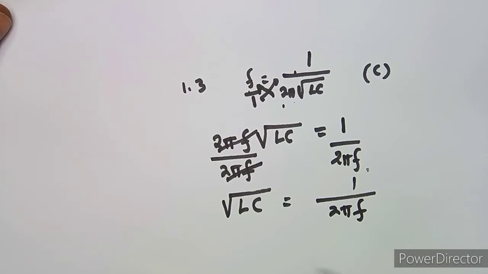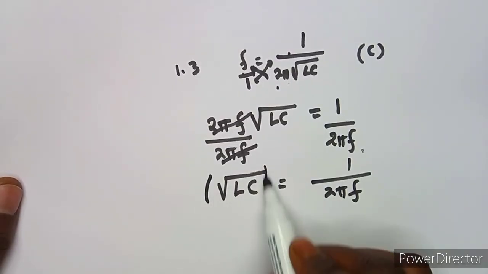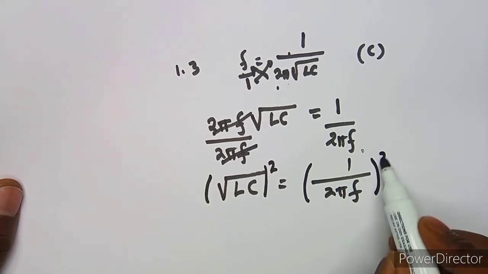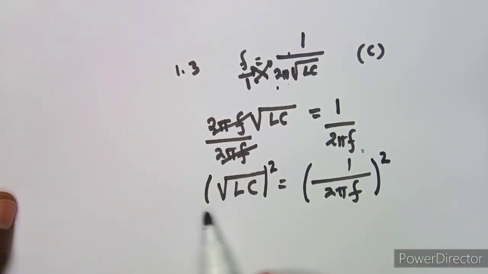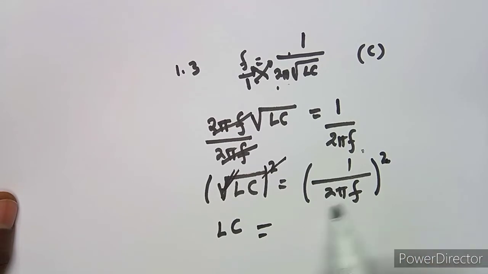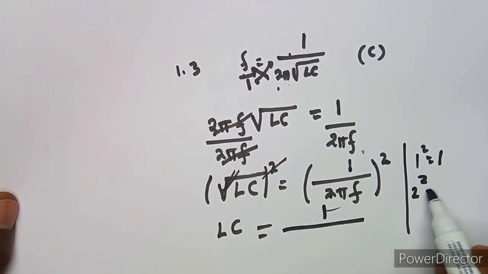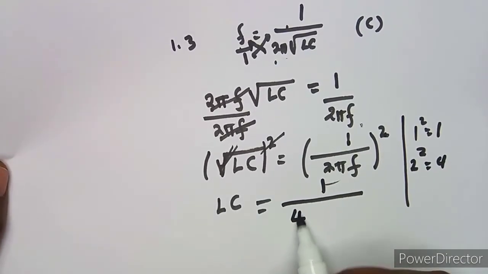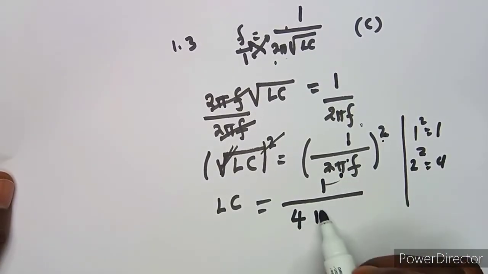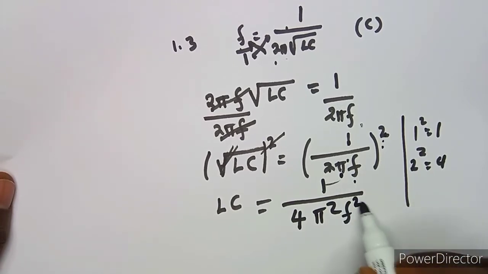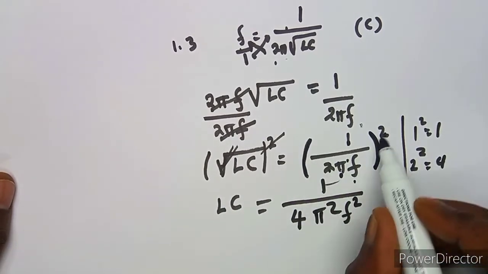It's easier for you now to remove the square root because you can just square both sides. Remember how you remove your square root, you square both sides. So the moment I square both sides, I'm going to be left with LC, because automatically this is removed, which is equal to this. The square is going to affect everything here. So it's 1 squared, which is going to be 1 over 2 squared, which is going to be 4. Everything is going to be affected, so it's 4. Then pi squared, f also squared, everything, because it's to the exponent of 2.